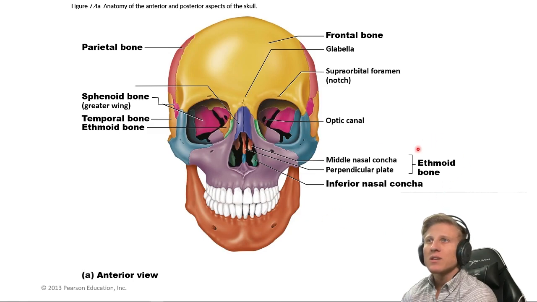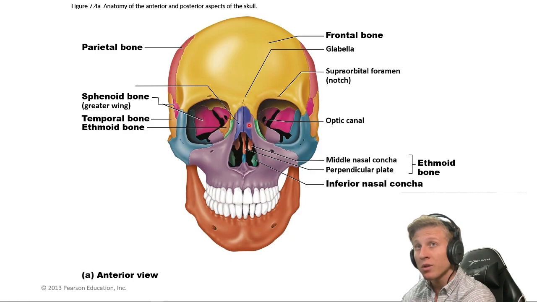And other things, okay, the ethmoid. We're going to cover this on its own, but what I want to note right now is that these concha, these 3 plates that we see here, okay, we have the perpendicular plate and then the medial concha. There's technically a superior concha, although they are not visualized. They're back in this region. We can see the middle nasal concha and the perpendicular plate.